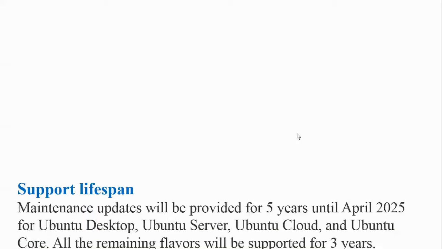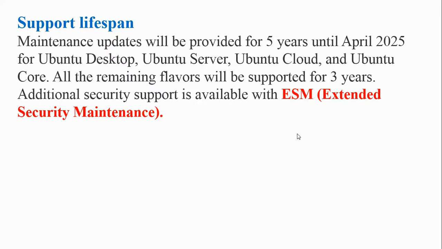So guys, first of all, if we talk about the lifetime of this version of the operating system, let me take one highlighter. If we talk about support lifespan, maintenance updates will be provided for 5 years for both desktop as well as server, for Ubuntu Desktop and Server, Ubuntu Cloud and Ubuntu Core. All the remaining flavors will be supported for 3 years. Additional security support is available with ESM, extended security maintenance, so we will have to take it from the concerned organization. For two flavors, Ubuntu Core and Ubuntu Cloud, it is 5 years. For the rest it is 3 years.